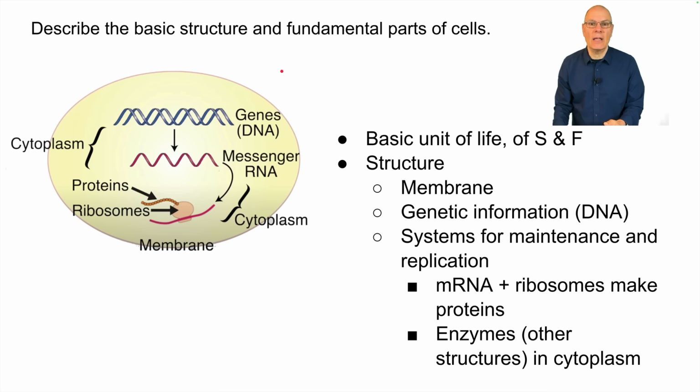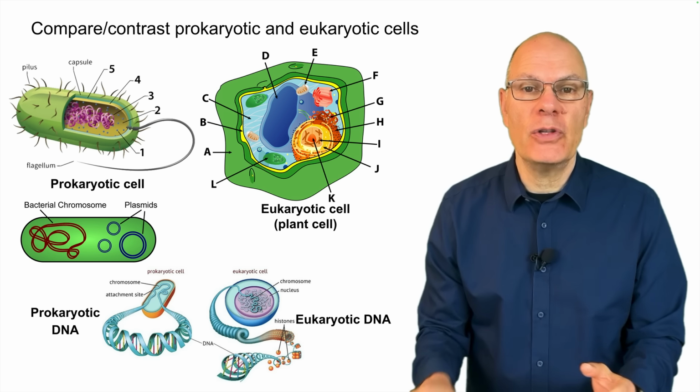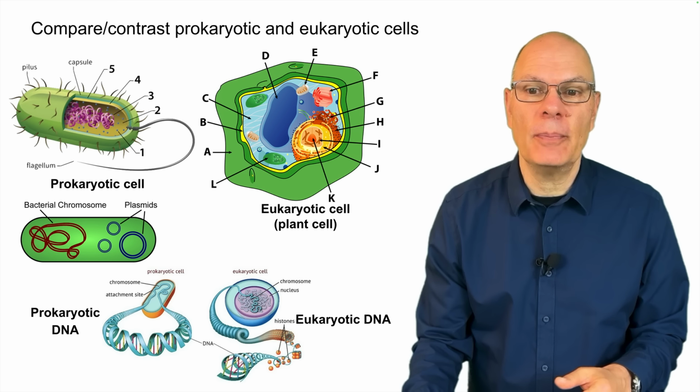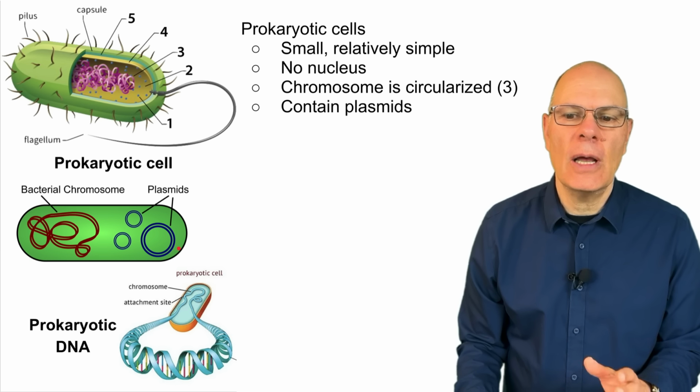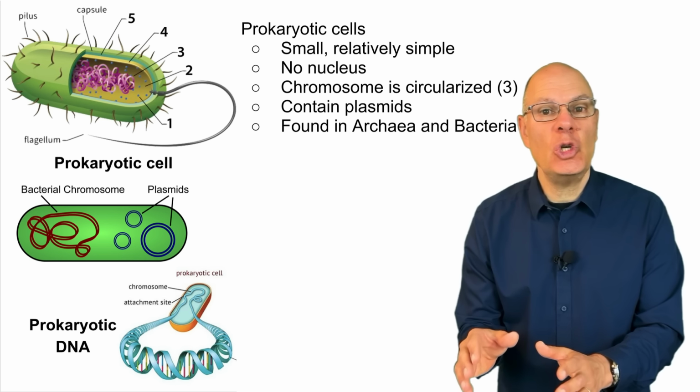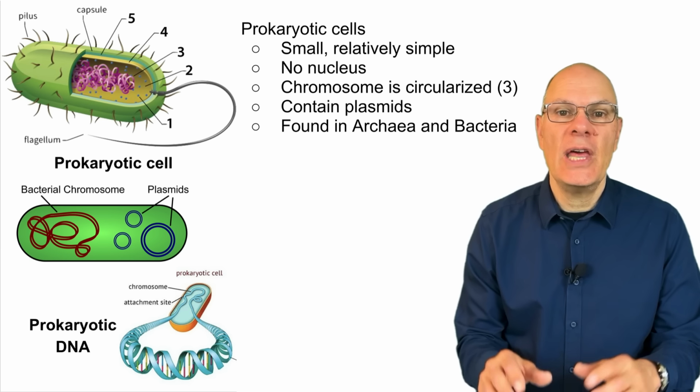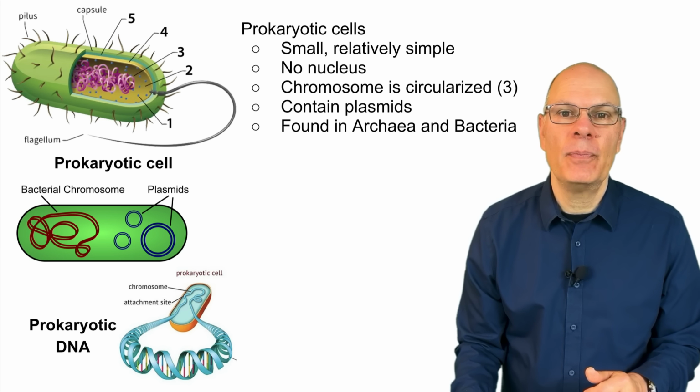Compare and contrast prokaryotic and eukaryotic cells. Among living organisms, there's a great divide between the prokaryotes and the eukaryotes. Here's what it's all about. Prokaryotic cells are small and relatively simple. They have no nucleus. Their chromosome is circularized, and what that means is that there's a loop. The beginning and the end meet up. They contain extra chromosomal pieces of DNA that are called plasmids, and they're found in two of life's three domains, the archaea and the bacteria.